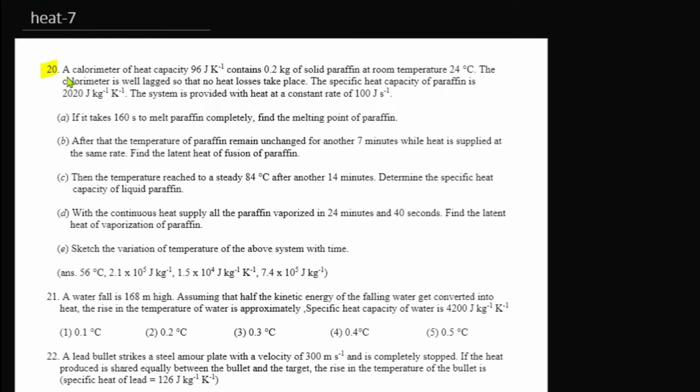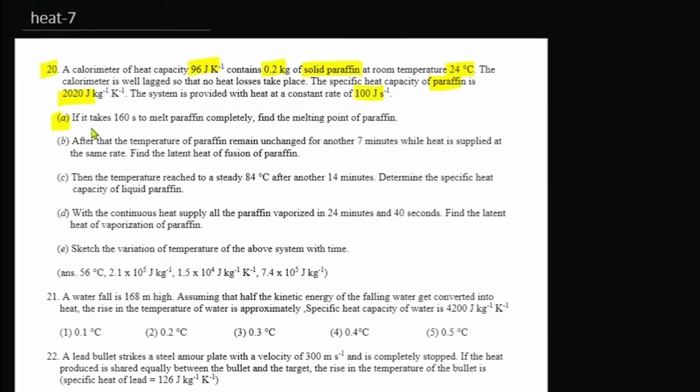Let us see the 20th question. It says a calorimeter of heat capacity 96 joules per Kelvin contains 0.2 kilograms of solid paraffin at room temperature 24 degrees Celsius. The calorimeter is well lagged, so therefore no heat loss takes place. The specific heat capacity of paraffin is 20 joules per kilogram per Kelvin. The system is provided with heat at a constant rate of 100 joules per second.